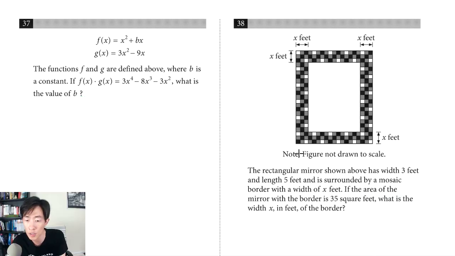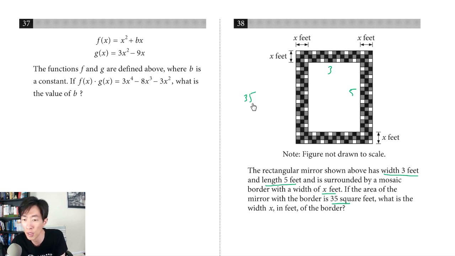Question 38, the rectangular mirror shown above has width 3 feet and length 5 feet, and is surrounded by a mosaic border with a width of x feet. If the area of the mirror with the border is 35 square feet, what is the width x in feet? So let's label our diagram. The mirror is 3 by 5, and we know the total is 35, and they want to know x.